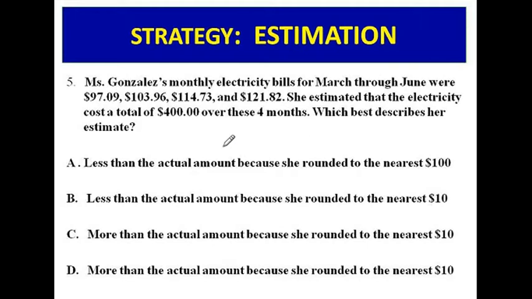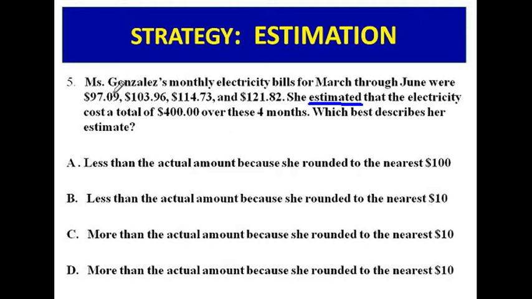All right, the problem says, Miss Gonzalez's monthly electric bills for March through June were $97.09, $103.96, $114.73, $121.82. She estimated, oh, there she goes, she's estimating. She estimated that the electricity cost a total of $400 over these 4 months. Which best describes her estimate?